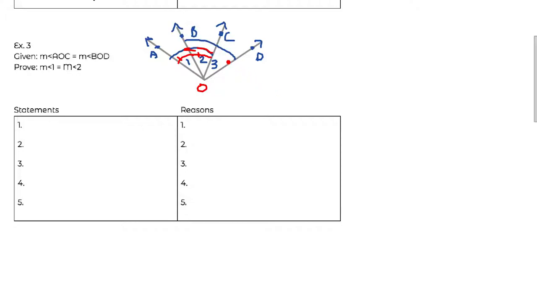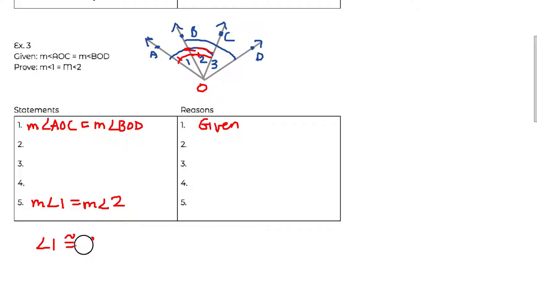So even if you don't know how to do proofs, you have no excuse for not writing the first step. You say the measure of angle AOC equals the measure of angle BOD, and that is given. And you can write the last step: the measure of angle 1 is equal to the measure of angle 2. Now, if we were talking congruence, we would have said angle 1 is congruent to angle 2, without the m's. All right, so now we have to work our way.